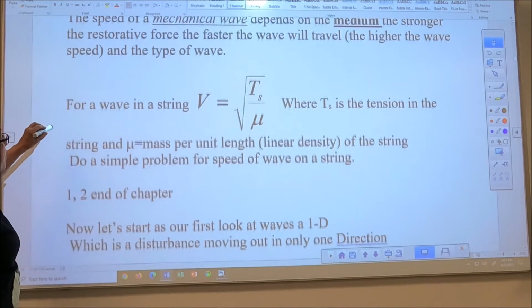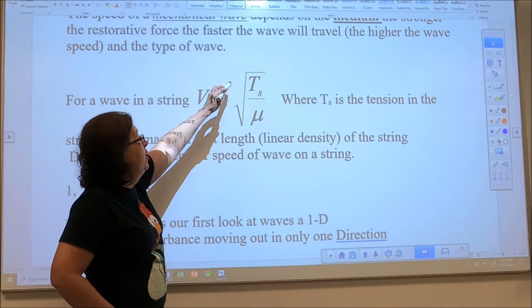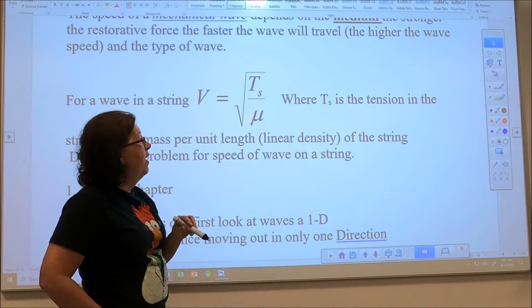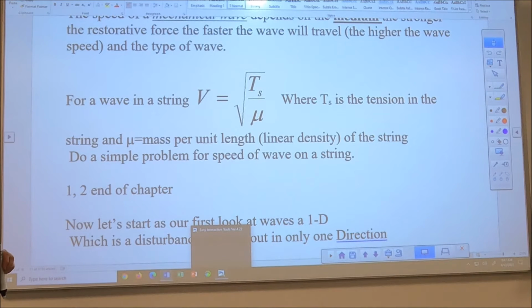For a wave on a string, okay, the velocity is equal to the square root of the tension of the string divided by mu, which is linear density, which is the mass per unit length. So notice that if you increase the tension, you're going to increase the wave speed. If you increase the mass of the string, you decrease the wave speed.